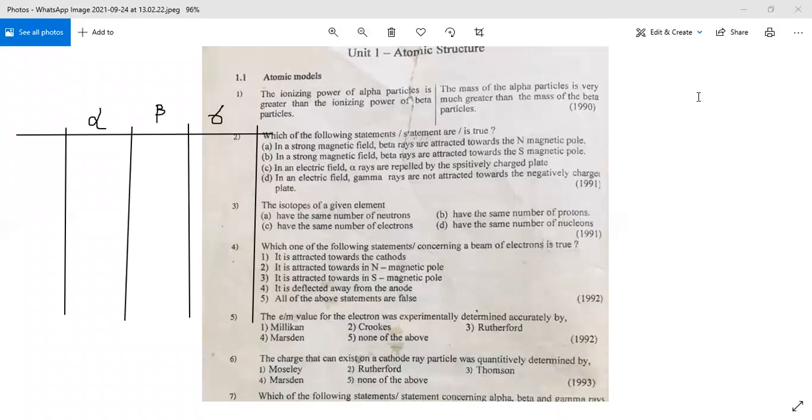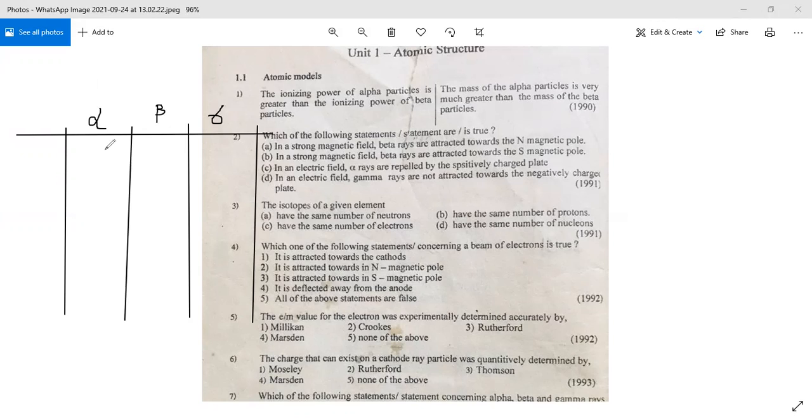So if the nucleus emits energy or particles, we call it radioactivity. Okay, so the products of radioactivity are alpha, beta, and gamma.